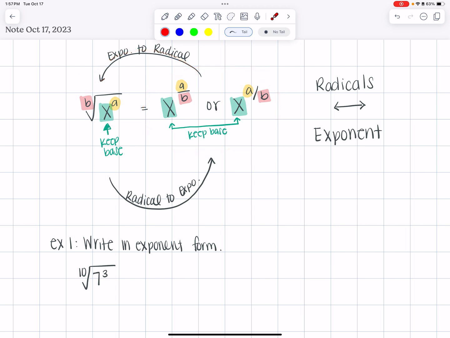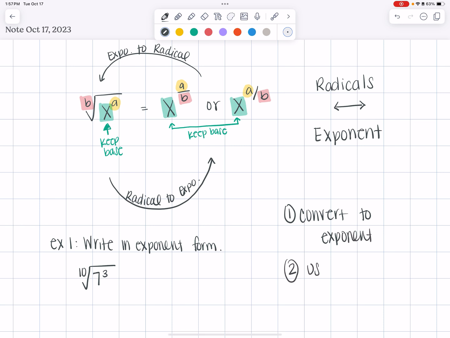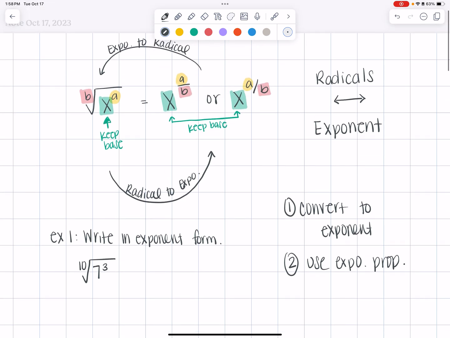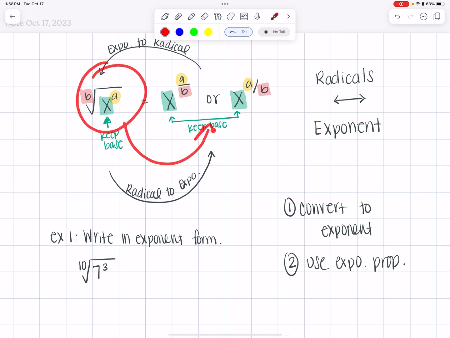So how you're going to see this in the homework is it's going to start with a radical, a root, square root, cubed root, fifth root, and you're going to have to first convert to an exponent. And that is then going to allow you to second use the exponent properties to then simplify from there. So you're going to convert from a radical to an exponent.